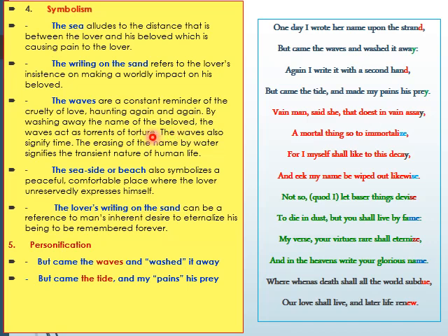The waves also signify time. The erasing of the name by water signifies the transient nature of human life. Also a symbol of life that ends, that it will end. The seaside or beach also symbolizes a peaceful, comfortable place where the lover unselfishly expresses himself.